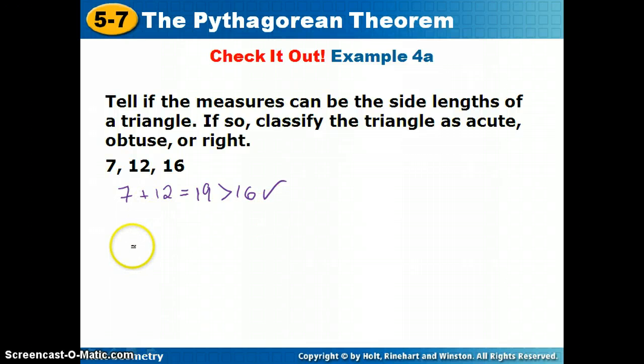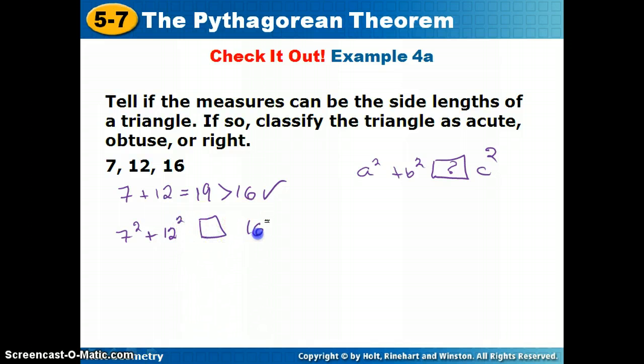Now the question is, how do a squared, b squared, and c squared relate to each other? That goes back to the Pythagorean inequalities. So let's see, 7 squared plus 12 squared, and I need to compare that to 16 squared. So 49 plus 144, compare that to 256.